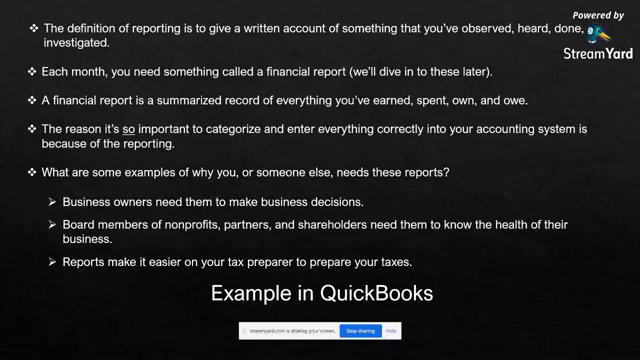The reason it is so important to categorize and enter everything correctly into your accounting system is because of the reporting. Some examples of why you or someone else need these reports.